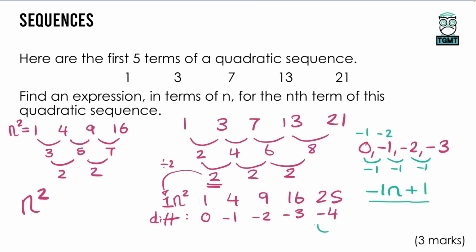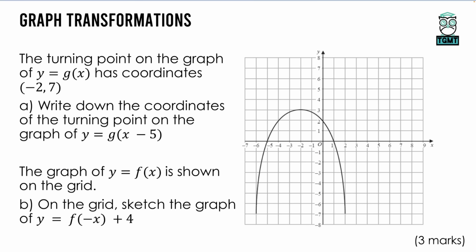So this particular sequence is minus 1n plus 1, which of course you can just write as minus n plus 1, or you can leave the 1 in, it's up to you. So it's minus n plus 1, which is being added on or subtracted from this sequence, whichever way you look at it. So there we go, n squared minus n plus 1 is our nth term for this quadratic sequence. Now our next question is looking at a graph transformation.